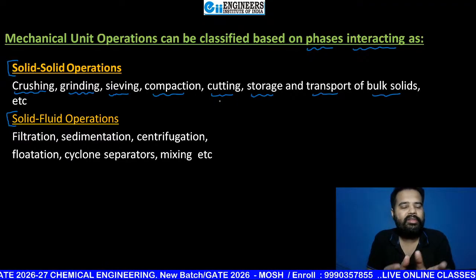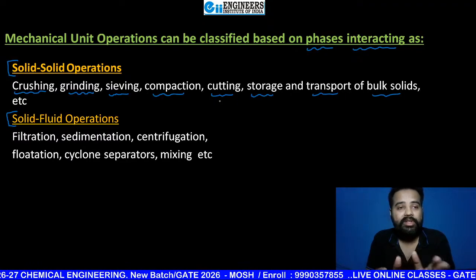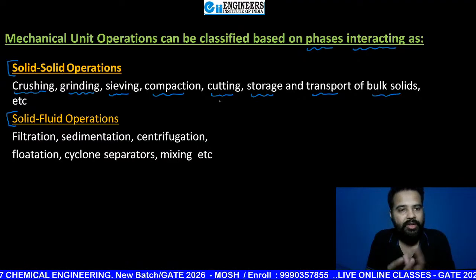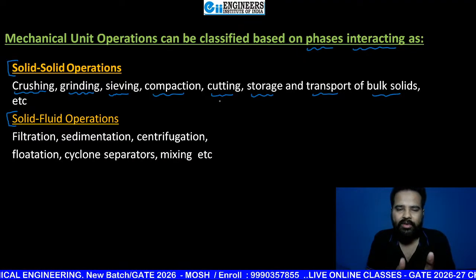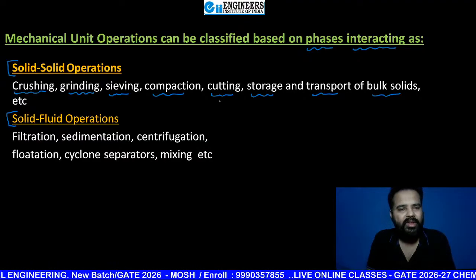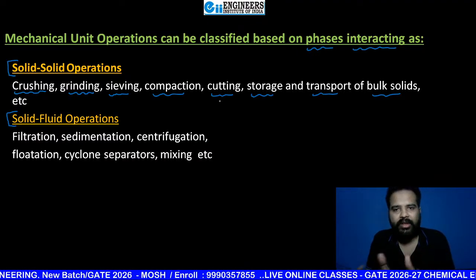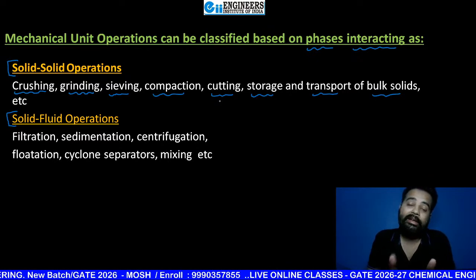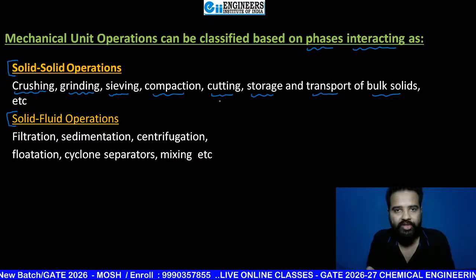Crushing, grinding, these are generally size reduction. You will see these in the first chapter, size reduction. Sieving, compaction, again you will see in a starting chapter, size reduction and separation of solid particles. Cutting in size reduction, storage at the end of your syllabus, storage and transport in the conveyors and storage chapter.